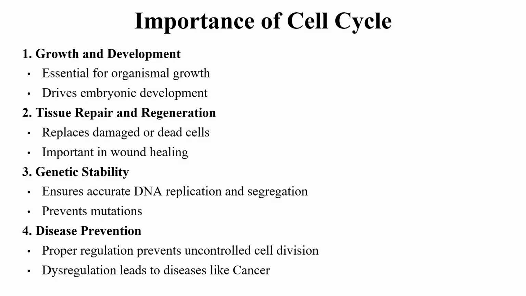And fourth, last important, it prevents diseases. Proper regulation prevents uncontrolled cell division. Dysregulation leads to diseases like cancer. So when cell division is properly controlled, diseases are prevented. But when regulation fails, uncontrolled division can lead to cancer.